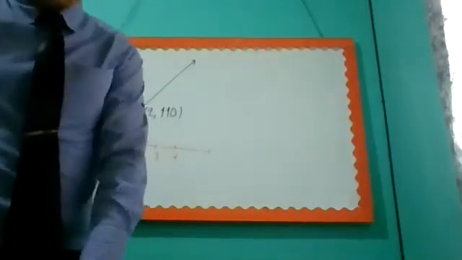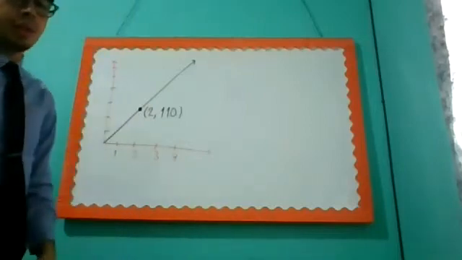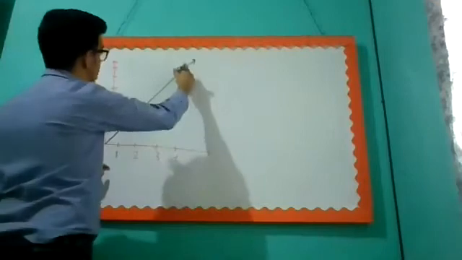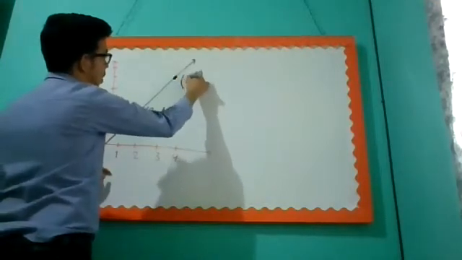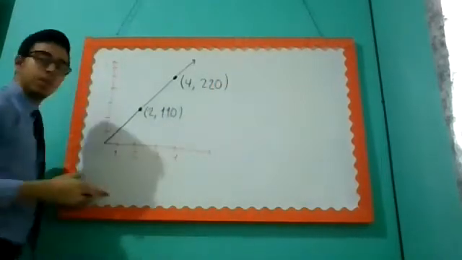In the other part, you have 4 for x and 220 for y. 4 and 220. Okay.